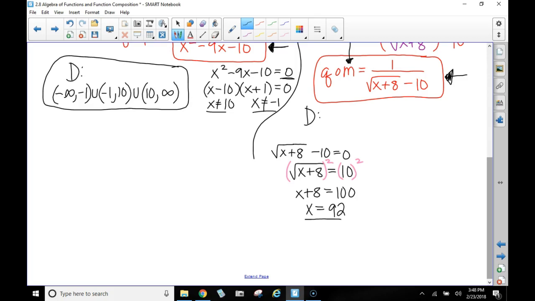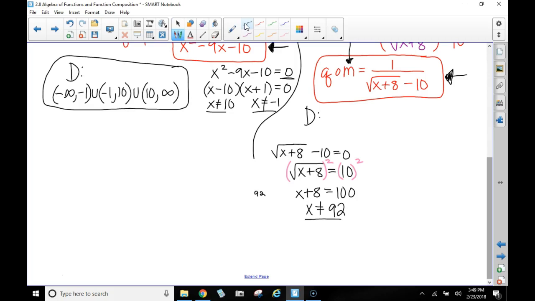So if x is equal to 92, we've got the square root of 100 minus 10, also known as 10 minus 10, and that will give us 0 in the denominator. So, yep, 92, you're a bad value. You're out of here.